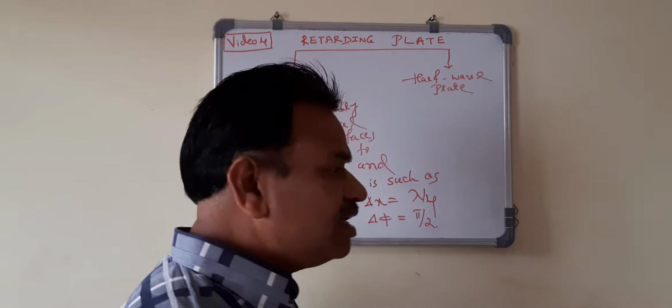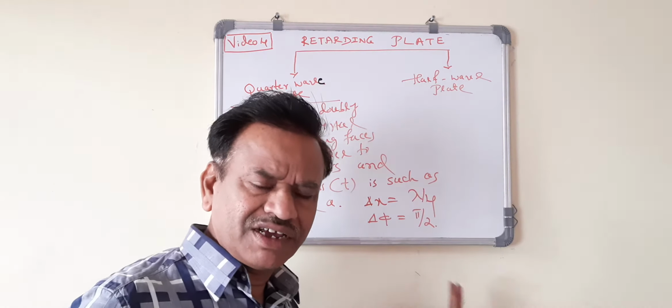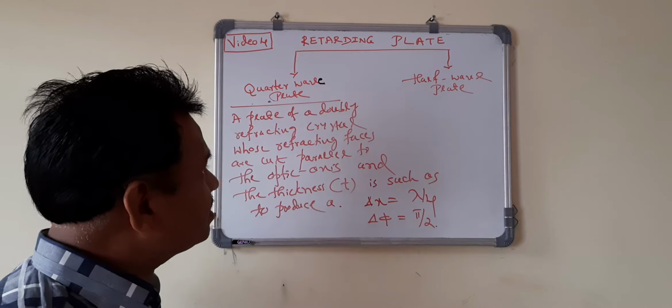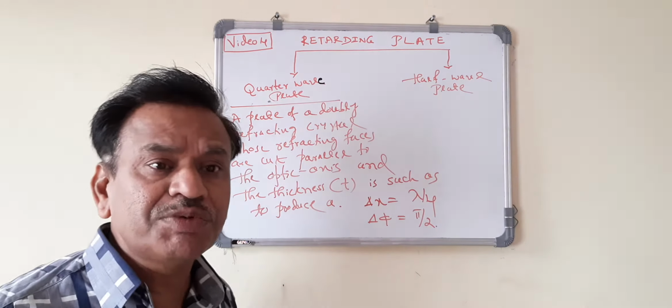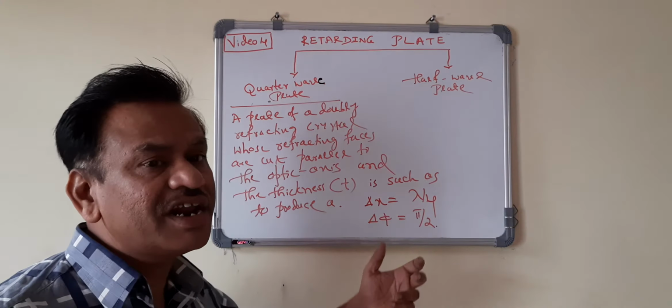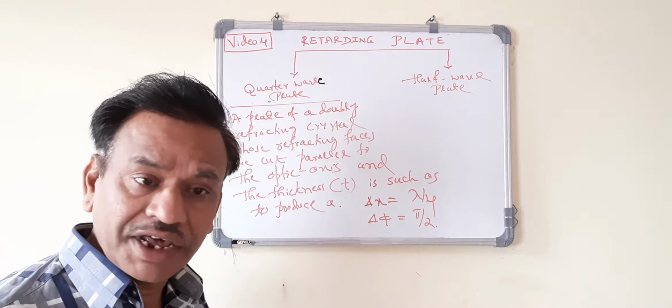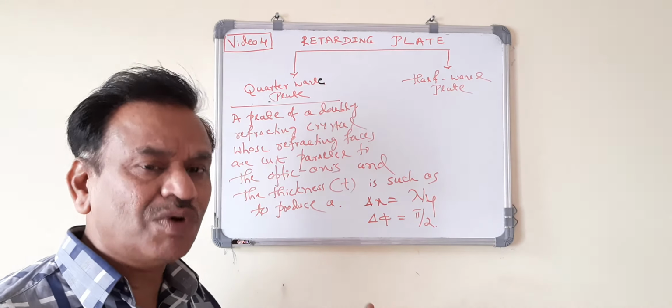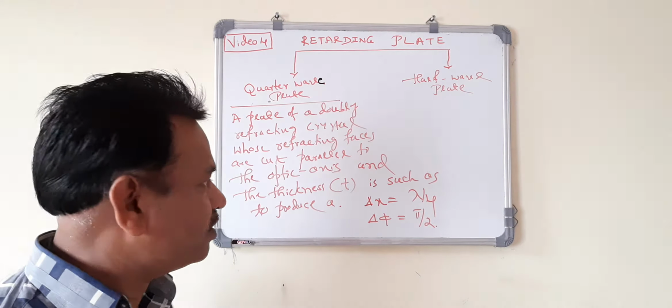Retarding plates are nothing but double refracting crystals, and these crystals are cut in such a fashion that a path difference is produced between the ordinary ray and the extraordinary ray. One ray travels faster and the other ray travels with a lesser speed.